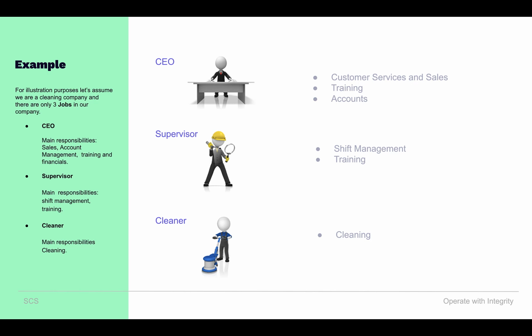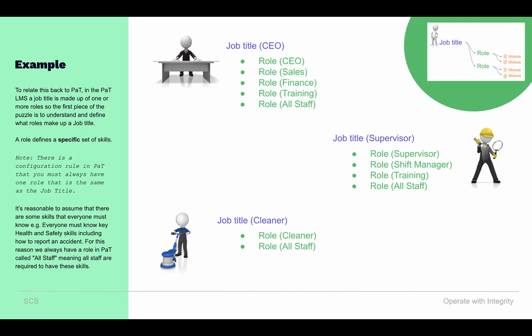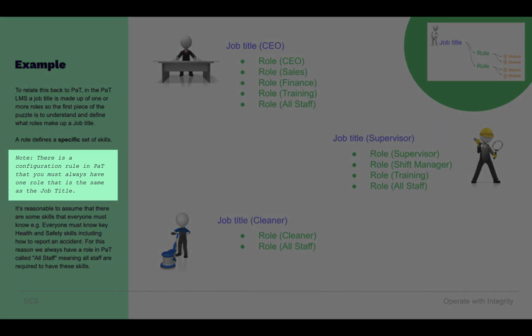And so that image that we're looking at here illustrates what the structure of the company may look like. Now, if we translate this to how PAT will store this information, a job title is made up of one or more roles. So the first piece of the puzzle is to understand and define what roles make up a job title. Now, a role defines a specific set of skills. Note, there is one rule in PAT, a configuration rule, that you must always have one role that is the same as the job title.